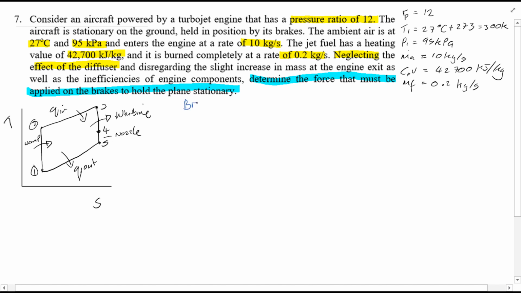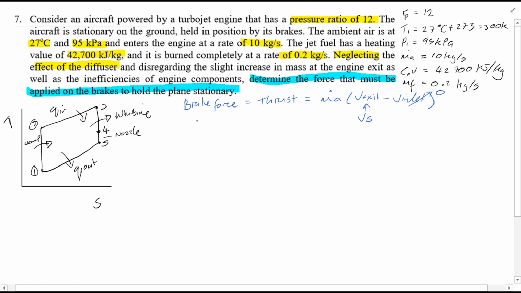Since the plane is stationary, the brake force is equal to the thrust force produced by the engine, and the thrust force can be expressed, if you check the data sheet, as the mass flow rate times by the velocity at exit minus the velocity at inlet. Since it's stationary though, we know that velocity at inlet is 0, so we're interested in finding the velocity at exit, which of course is V5. Having found this, we're then able to calculate this thrust force and hence the braking force.